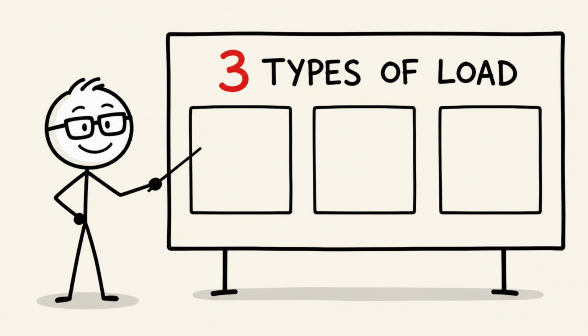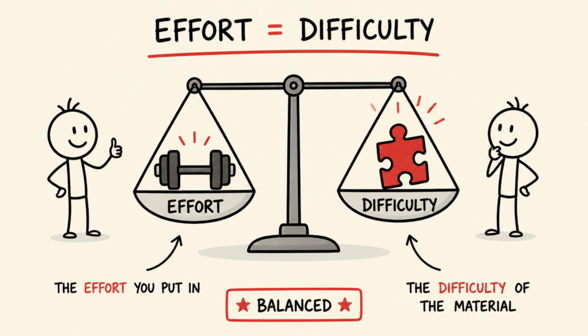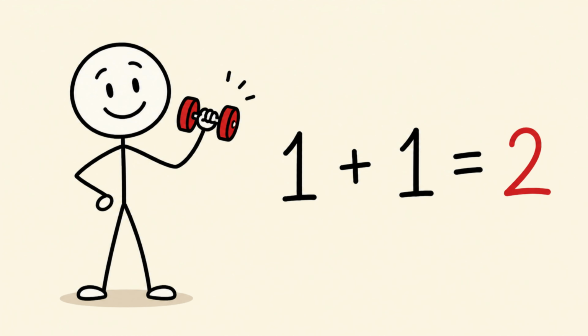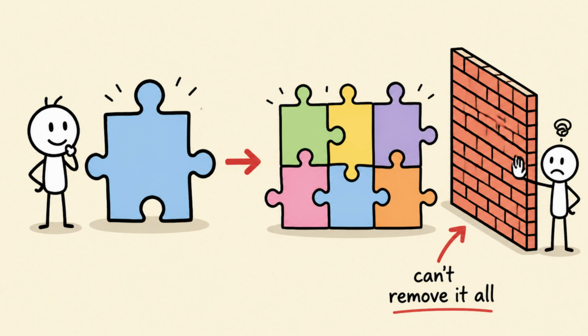With that foundation in place, Sweller identified 3 distinct types of cognitive load, and understanding the difference between them is the key to using this theory well. The first type is intrinsic load. This is the mental effort required by the actual difficulty of the material itself. Learning to add single-digit numbers has low intrinsic load. Learning to solve a system of differential equations has high intrinsic load. This type of difficulty is built into the subject matter.